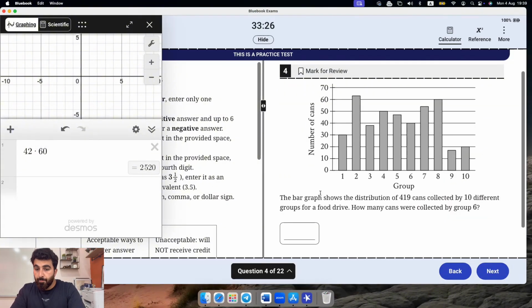Next question. The bar graph shows the distribution of 419 cans collected by 10 different groups for a food drive. How many cans were collected by group 6? Oh, these questions are super easy. Group 6 is this one. So the answer is 40. Let's move forward.